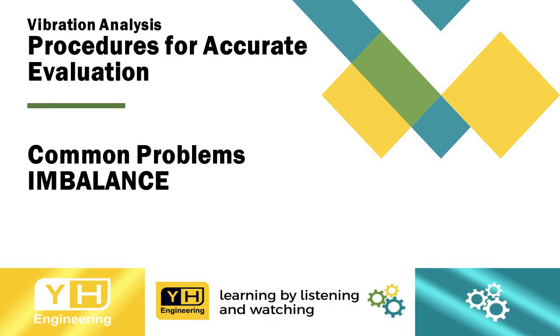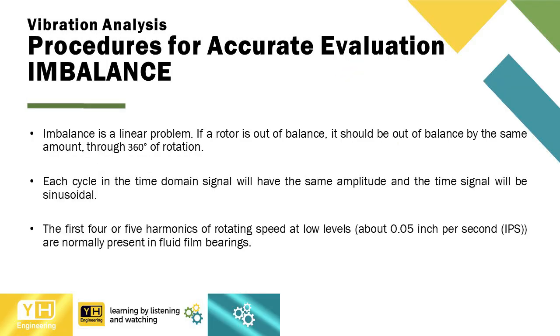Common problems. Imbalance. Imbalance is a linear problem. If a rotor is out of balance, it should be out of balance by the same amount through 360 degrees of rotation. Each cycle in the time domain signal will have the same amplitude and the time signal will be sinusoidal. The first 4 or 5 harmonics of rotating speed at low levels, or about 0.05 inch per second, are normally present in fluid film bearings.